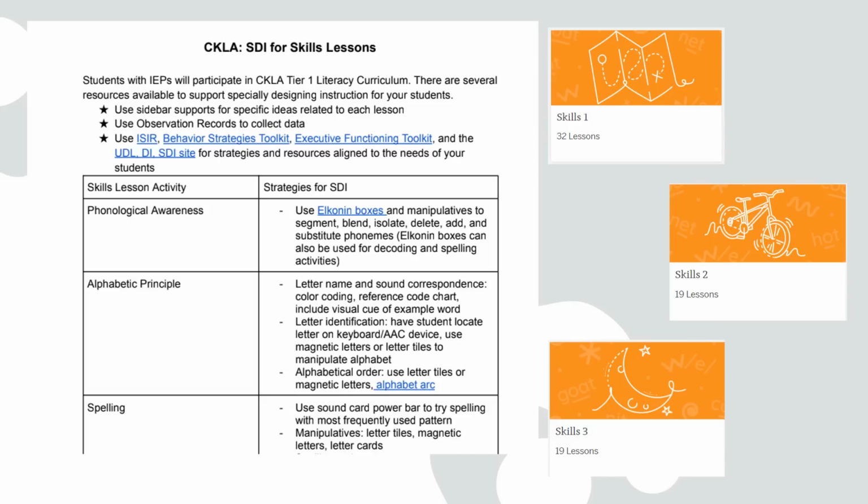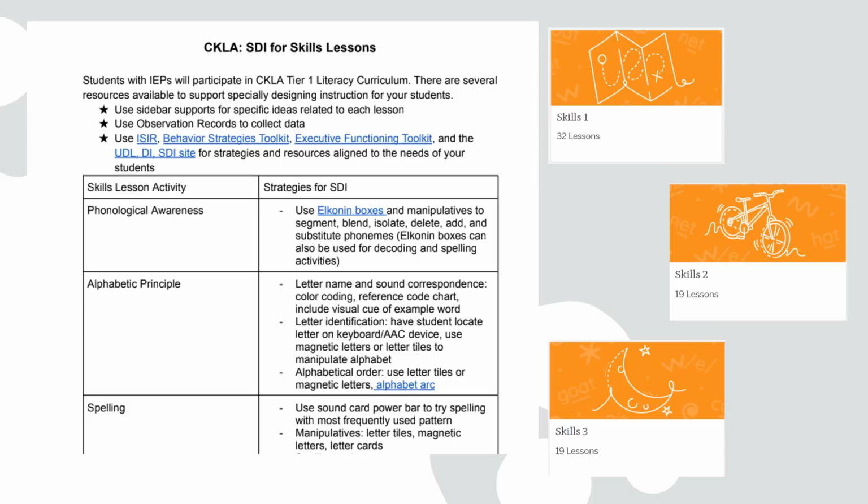The SDI for Skills Lessons document includes SDI strategies for phonological awareness, alphabetic principle, spelling, decoding, tricky words or sight words, language, grammar, and punctuation. The sidebar supports and additional activities within CKLA can also be used for SDI if they will meet the unique needs of your student. Again, the strategies on this document do not constitute a comprehensive list. These are just ideas to help you get started.